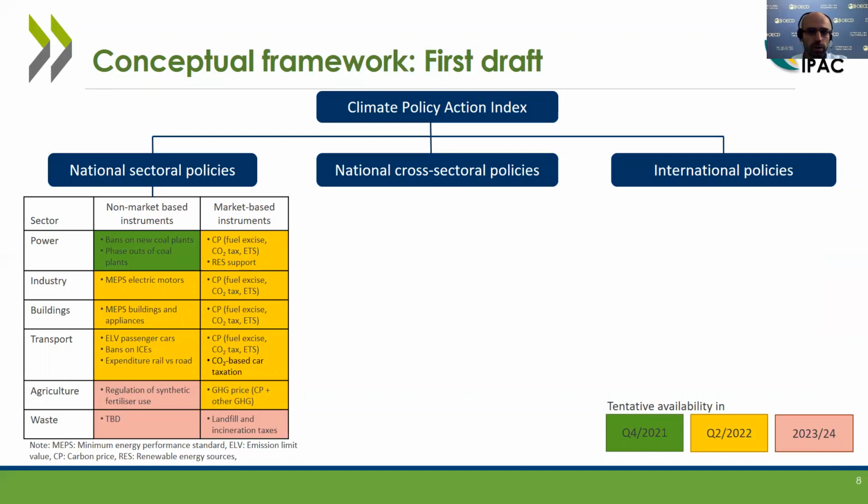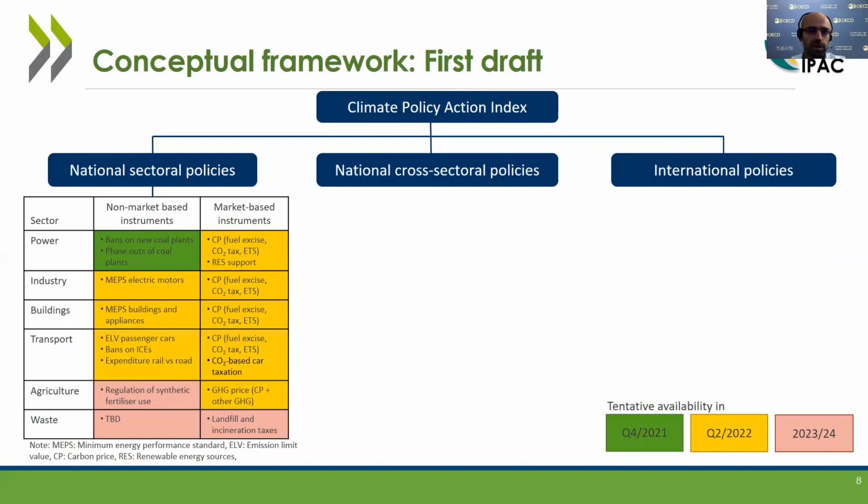So in the power sector, for example, we envision to have bans on new coal power plants and phase outs of coal plants. In the industry and building sectors, we will have minimum energy performance standards for electric motors, buildings, and appliances. In transport, we envision to have emission limit values for passenger cars or expenditure of rail versus road infrastructure. And agriculture, for example, regulation of synthetic fertilizer use or other environmental regulation.